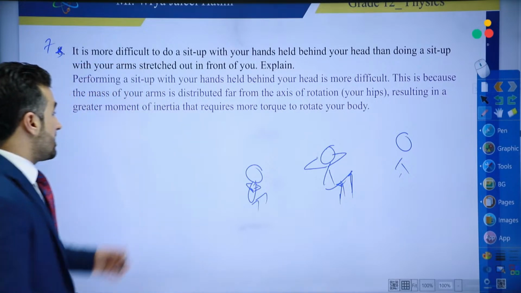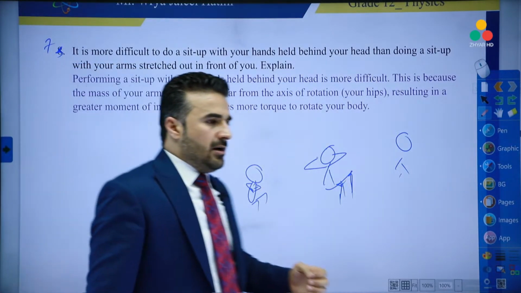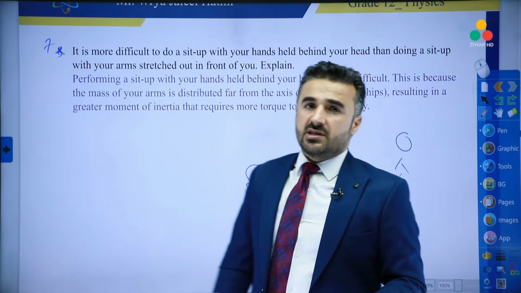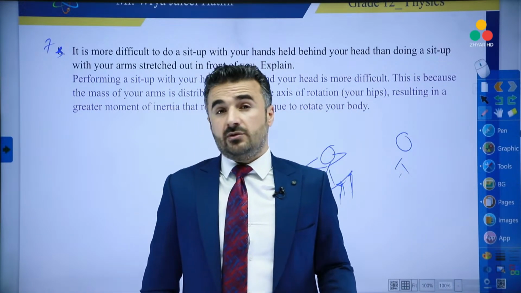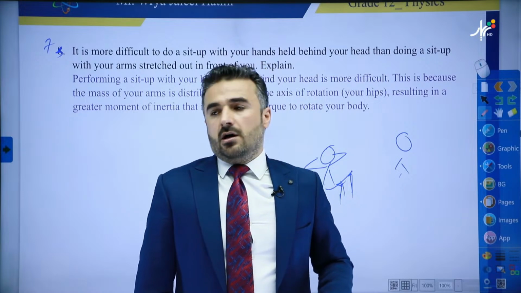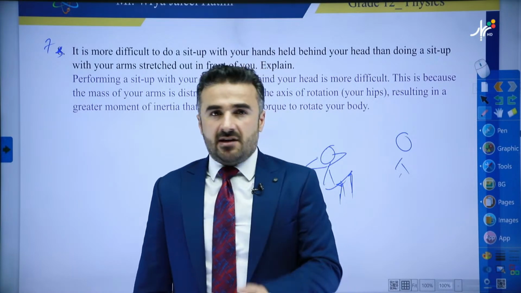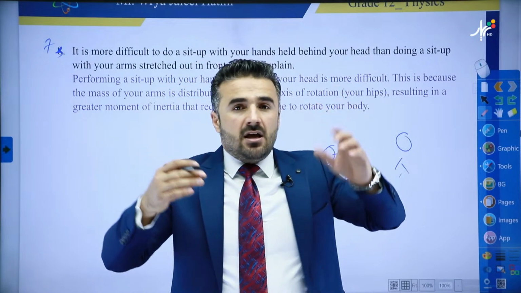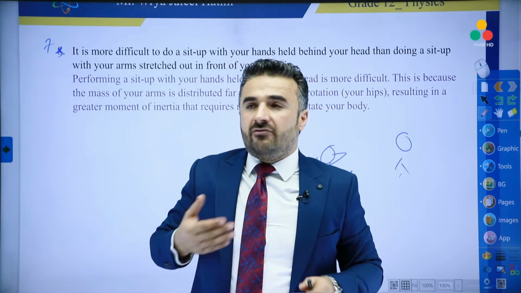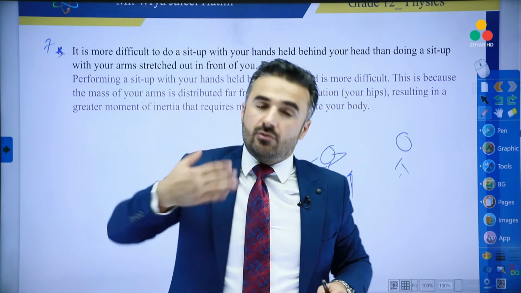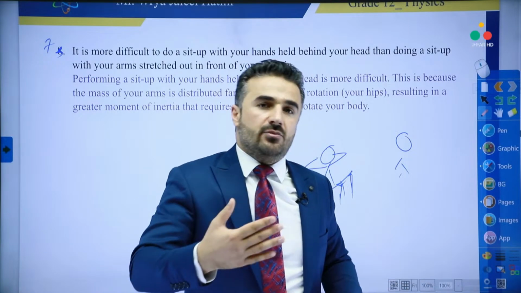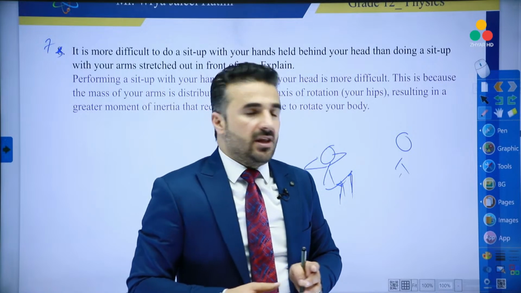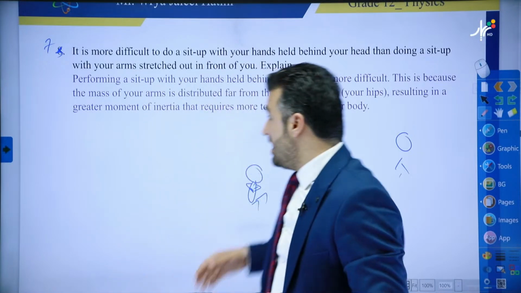So why is this? Explain your answer. Of course, this has something to do with the moment of inertia. You remember we said the further the mass from the axis of rotation, the more torque needed, and that is exactly what we have. If your arms are extended behind your head, of course, now the mass is far from the axis of rotation. So in order for you to rotate your body about the axis of rotation, it requires a lot of torque, yeah? And that is the case.